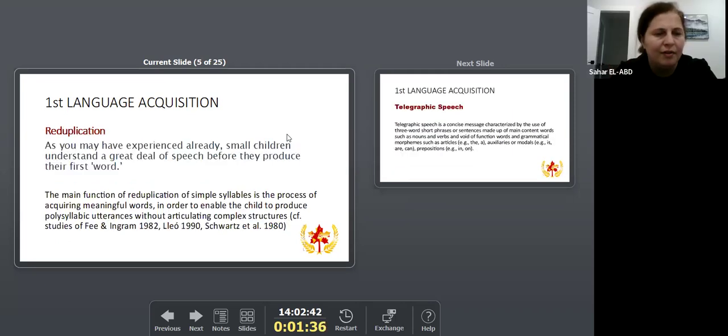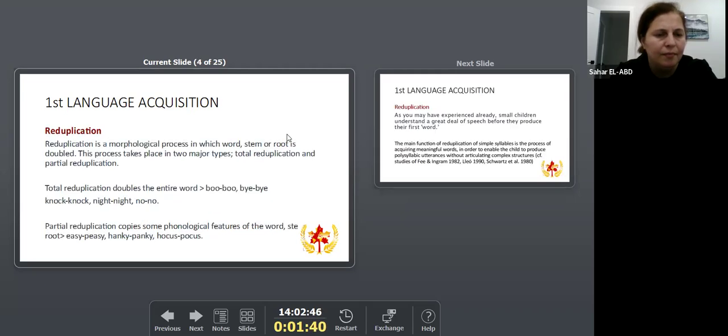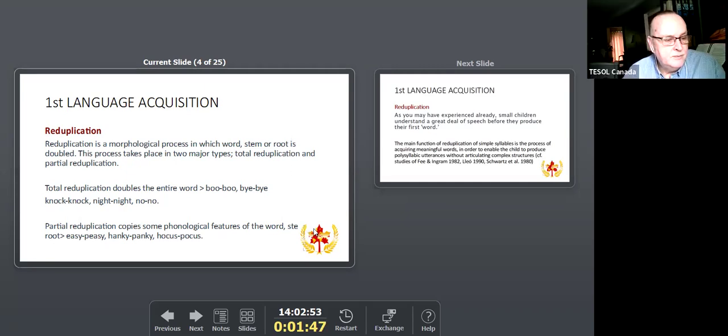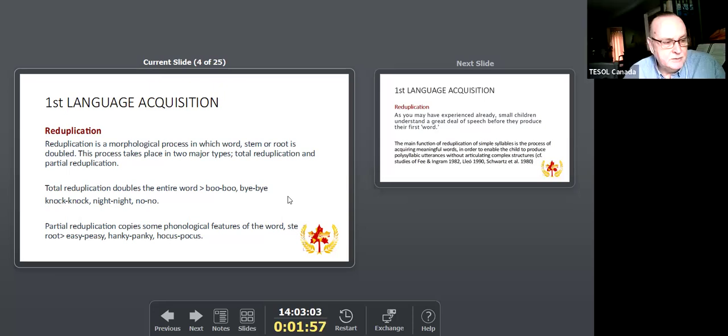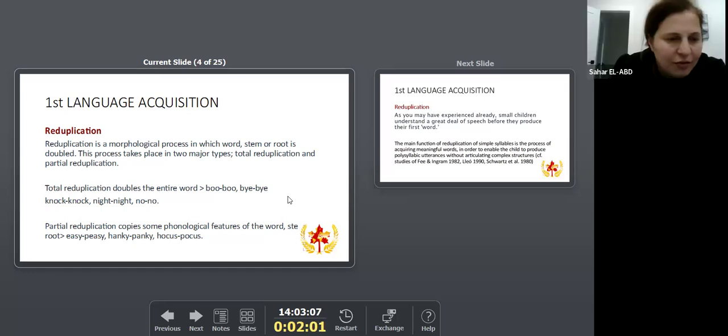The second part. Sorry, the second part of the word? I mean, like easy peasy, the P part, hanky panky, the P part. That's right. Not the whole word, just part of it.